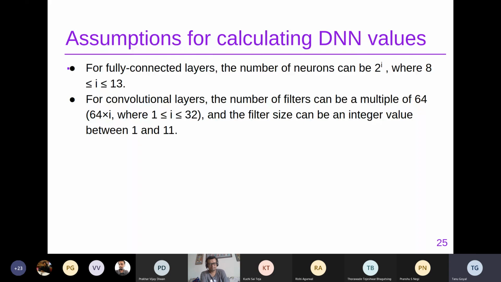To get the final value, they are making the following assumptions. For a fully connected layer, they assume the number of neurons is a power of 2, which is generally true when we develop models as well. Similarly, for the convolutional layer, they consider the number of filters as multiples of 64, and similarly for filter size.